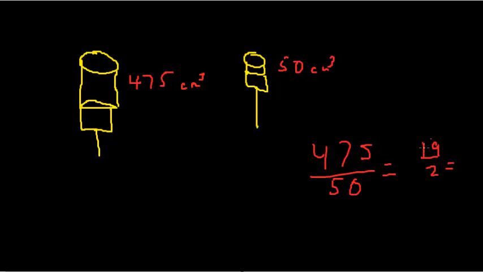So basically we're just going to divide. Numerator divided by denominator, we get 9.5. So again, the compression ratio is just that one number, 9.5, and that of course would be to 1. So 9.5 to 1.